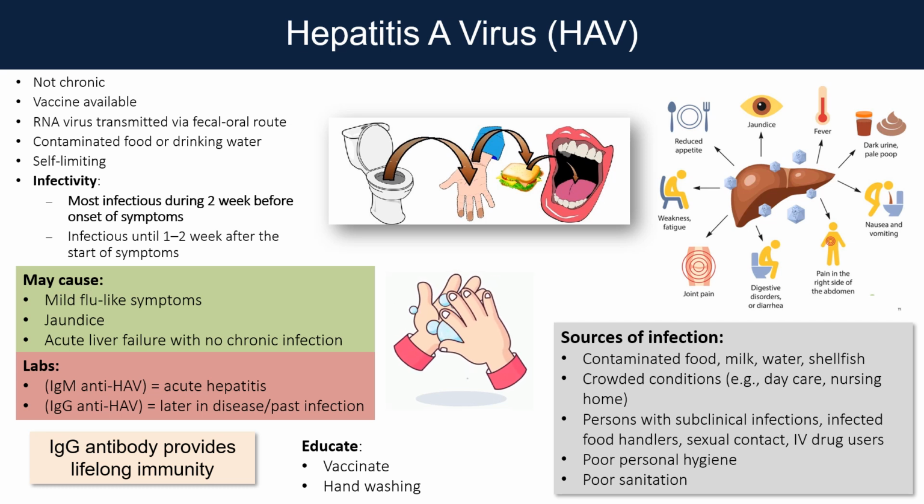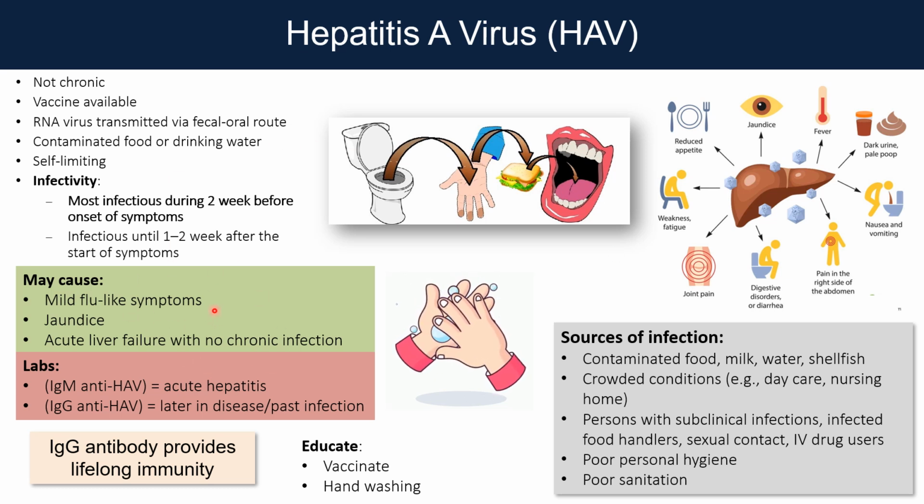So we're first going to start with hepatitis A, or HAV, hepatitis A virus. This is not a chronic disease. There is a vaccine available. Say it again, hepatitis A, there is a vaccine available. It's transmitted through the fecal oral route. So you see this picture, go to the toilet, have a bowel movement, don't wash your hands, you touch your food and you eat it and you can get it. So this is the one that can have outbreaks in restaurants.